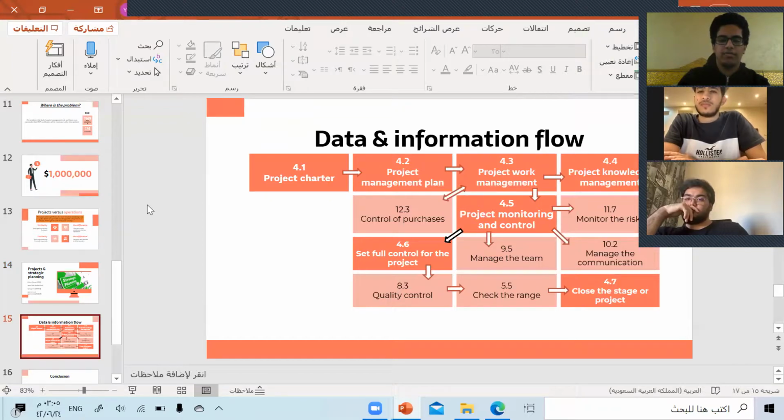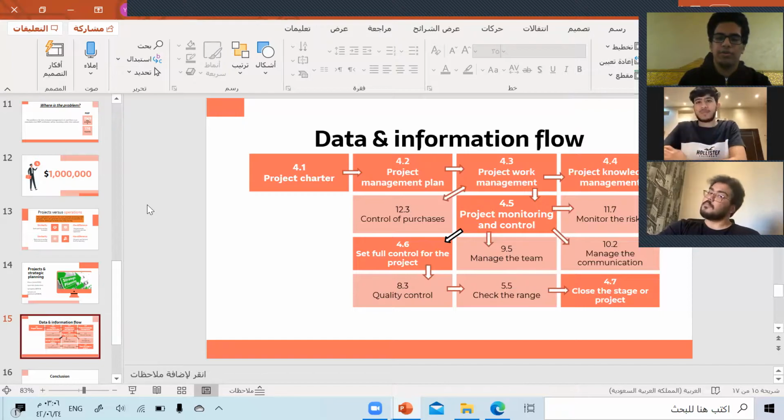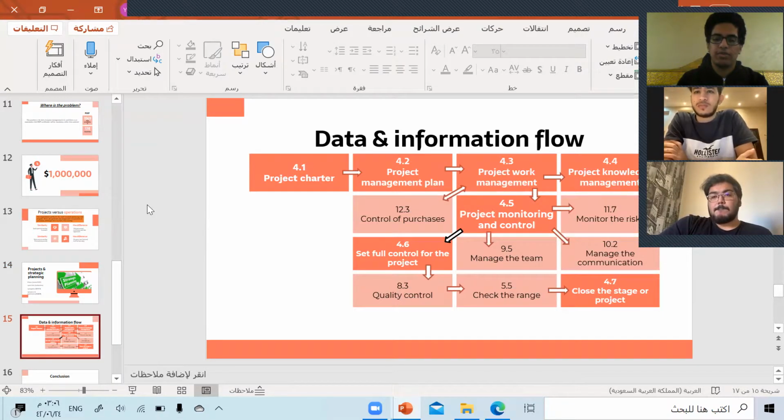Next, we have the data and information flow. We have first the project charter. From the project charter, we have the project management plan. From the project management plan, we have the project work management. From the project work management, you have project knowledge management, project monitoring and control, and control of purchases. Under project monitoring and control, they monitor the risk, manage the communication, and manage the team. The difference between managing the team and managing the communication: the team is a very close team that you work with, but managing the communication is with all the stakeholders.